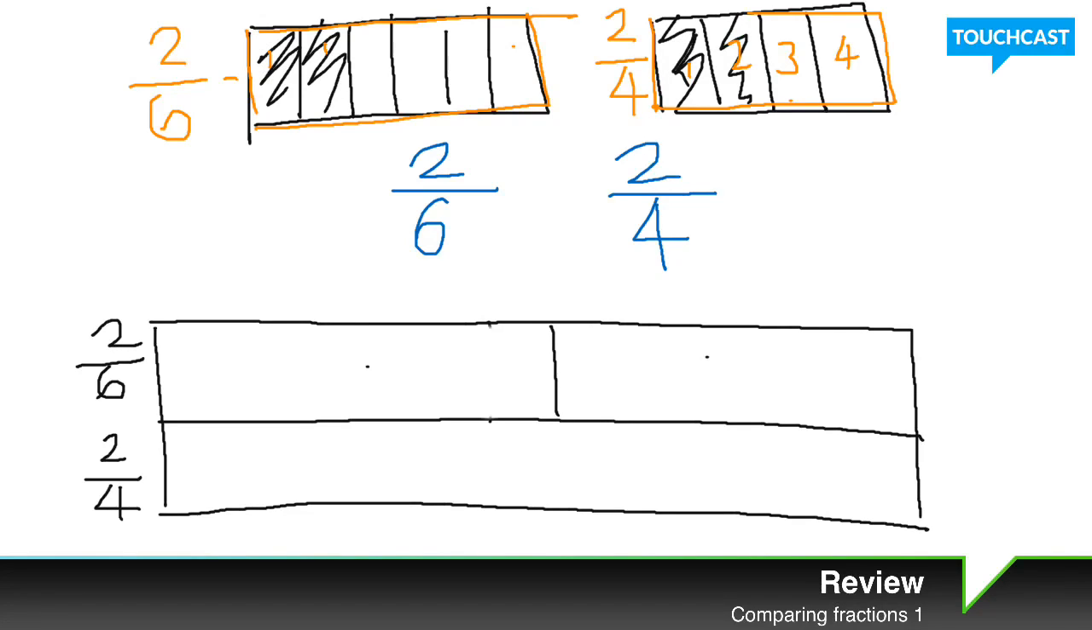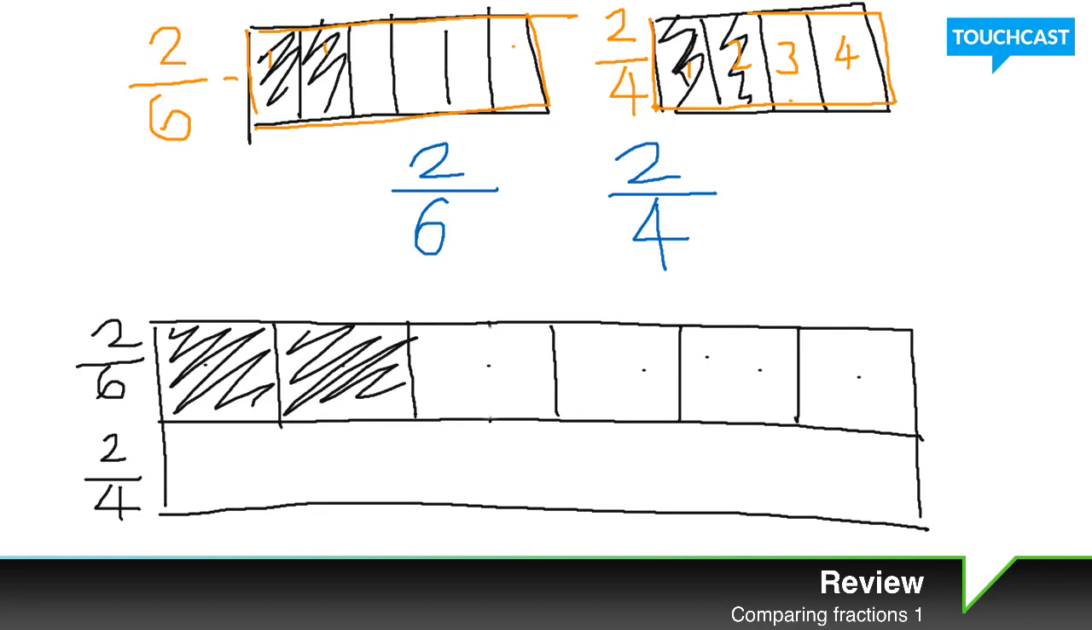And now I'm going to split each half into 3 equal parts. This half I'm going to split also into 3 equal parts. So now I have 1, 2, 3, 4, 5, 6. And how many should I shade in? Well, that's obvious. It's 2 because that's what our numerator is telling us. 1, 2.